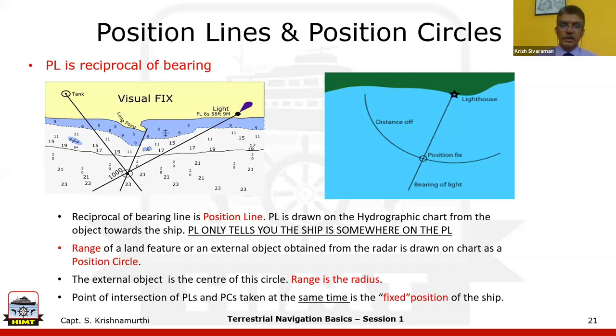The point of intersection of PLs and PCs taken at the same time, that is important, simultaneously, is called fixing the position of the ship, or a fix. The more position lines you have, the better it is.